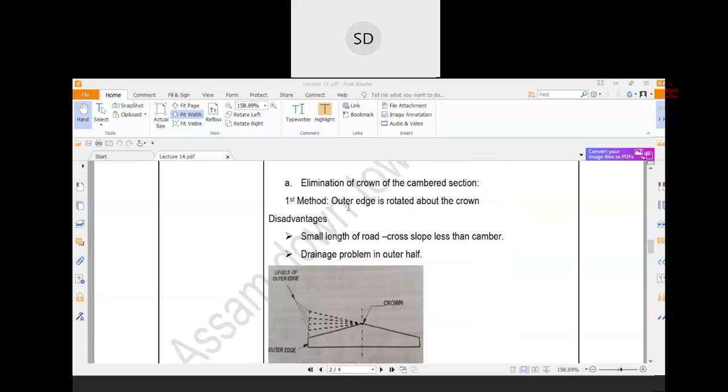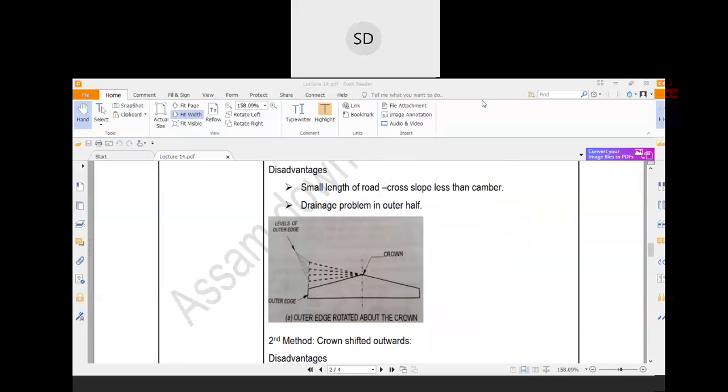Here the first method is that the outer edge is rotated above the crown. So if that is the outer edge, you just raise the level of the outward edge so that it matches the designated super elevation over that area, and one uniform line is formed. That is the rotation of the outward edge so that you can match the super elevation. That is your first method.